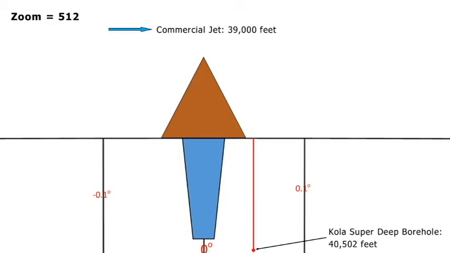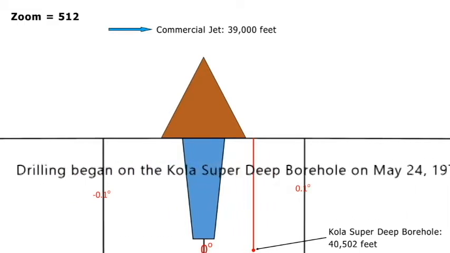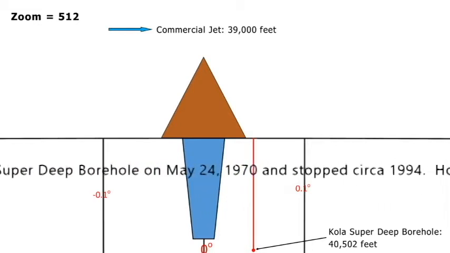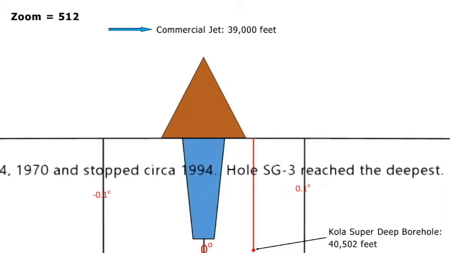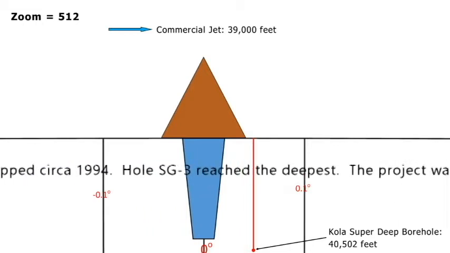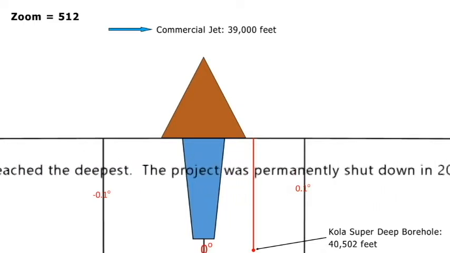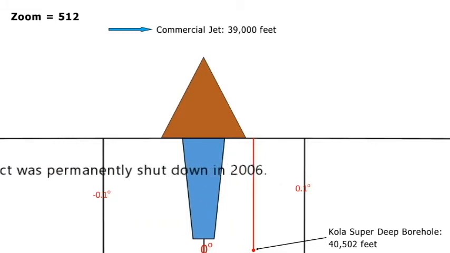And the Kola superdeep borehole I have here, maximum depth, 40,502 feet. That is the deepest single borehole ever drilled into the crust as of today. Someone is trying to beat that record, and they're trying to get to the mantle, and they're actually doing it over the ocean. But this was done on the Kola Peninsula in Russia. I think the project started in the 70s and ended very early in the 20th century. I forget the exact dates.